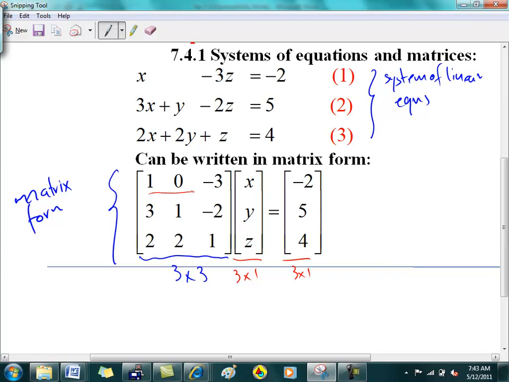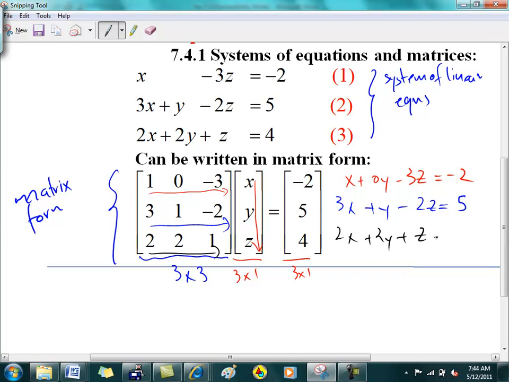I mean that I'm going to go this times this, which gives me x plus 0y minus 3z, and that's got to be equal to negative 2. Is everybody with me on that? Yeah? And then the second one, you're going to get 3x plus y minus 2z equals 5. Everybody with me on that? Right? And then the last one is going to be 2x plus 2y plus z equals 4. Those are the equations you started out with. You guys with me on that?